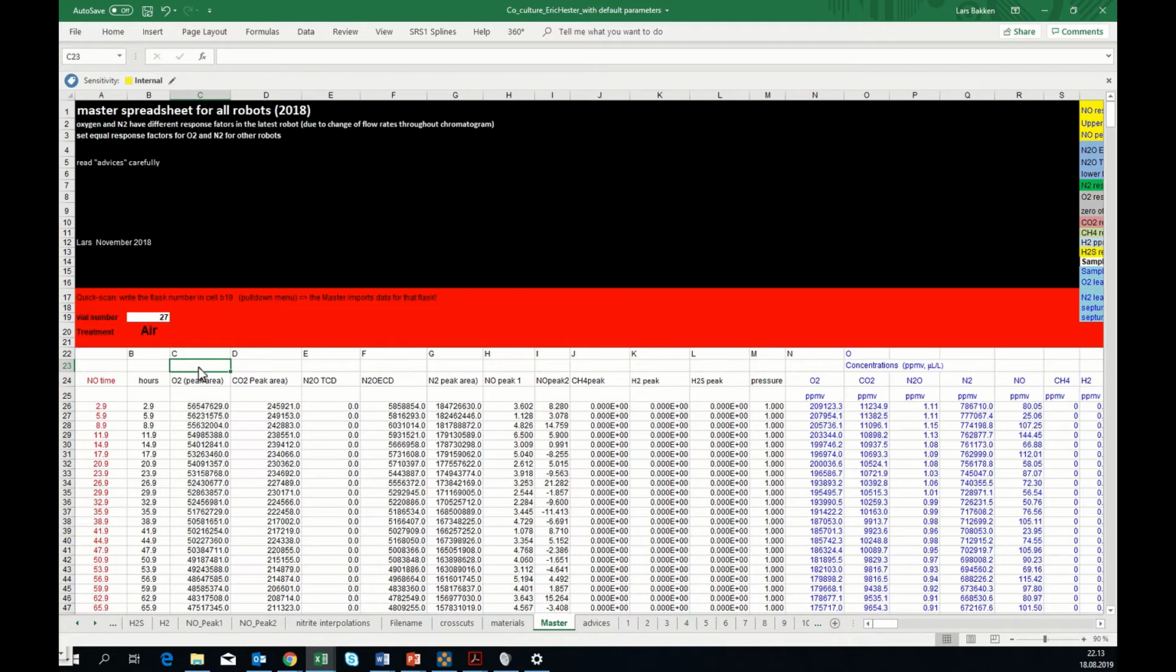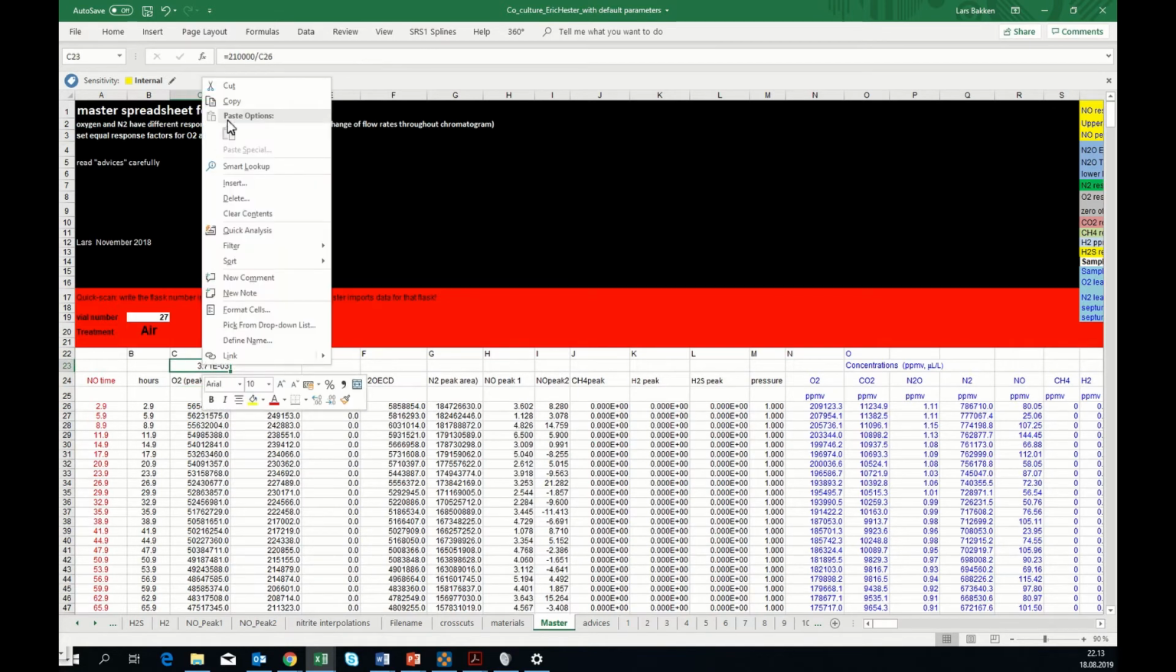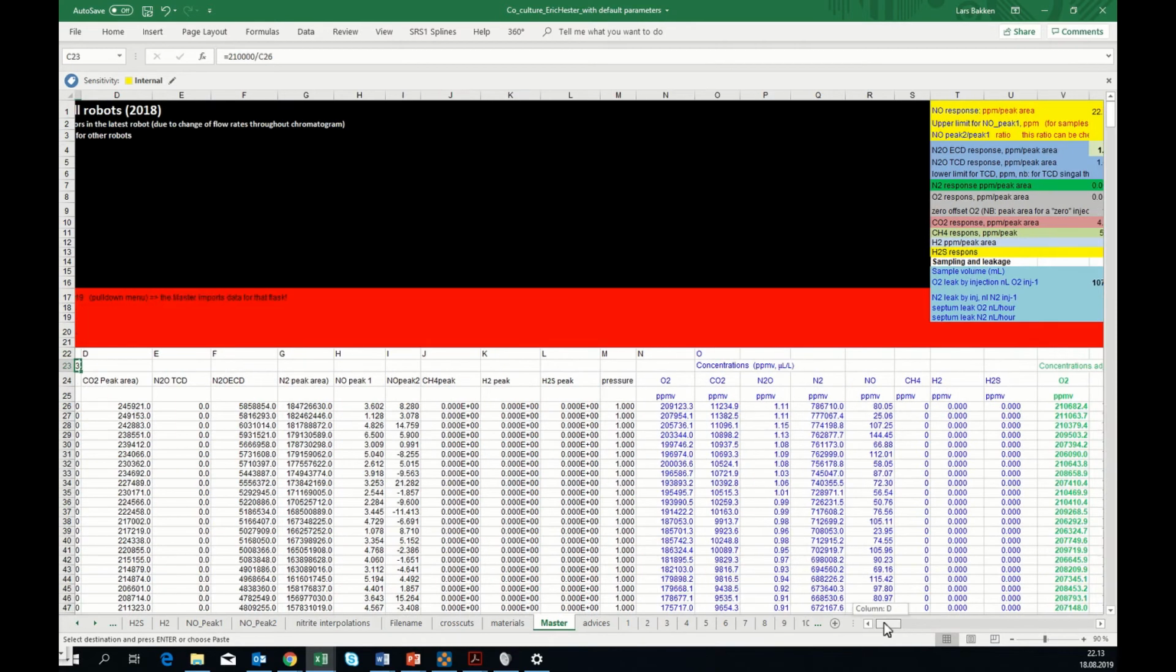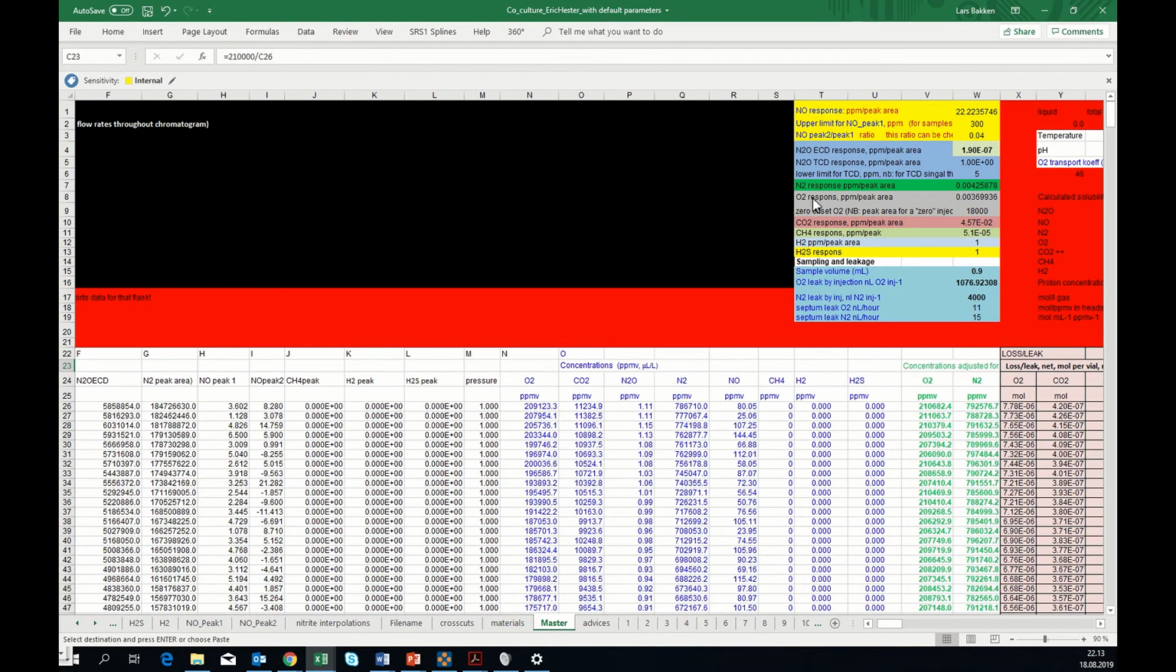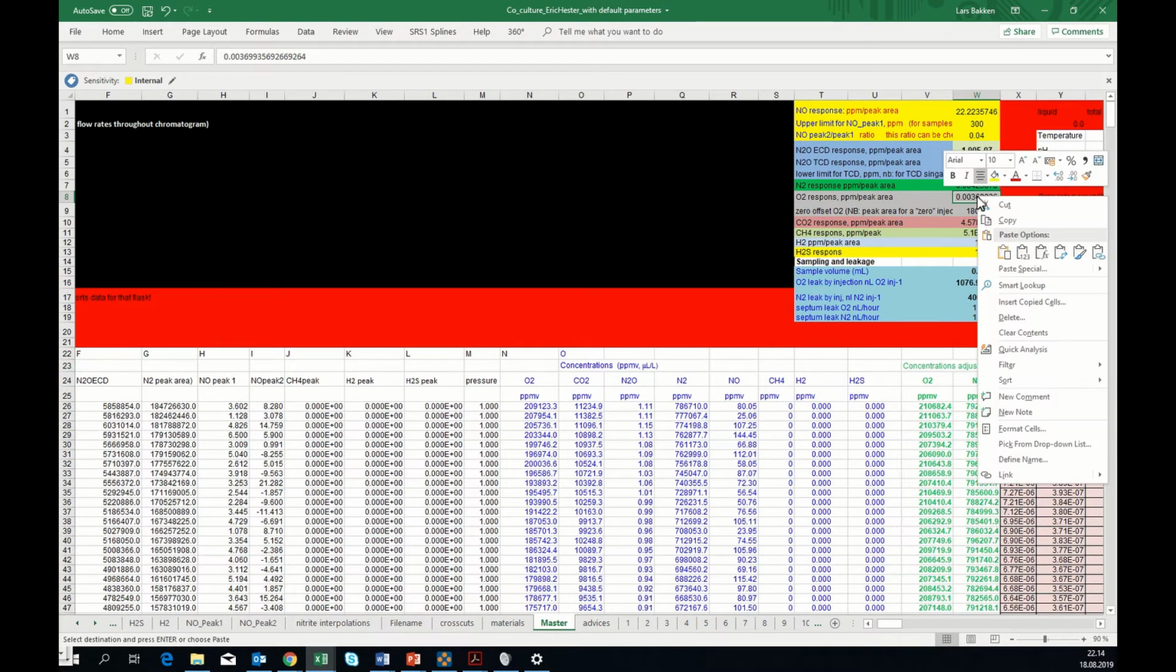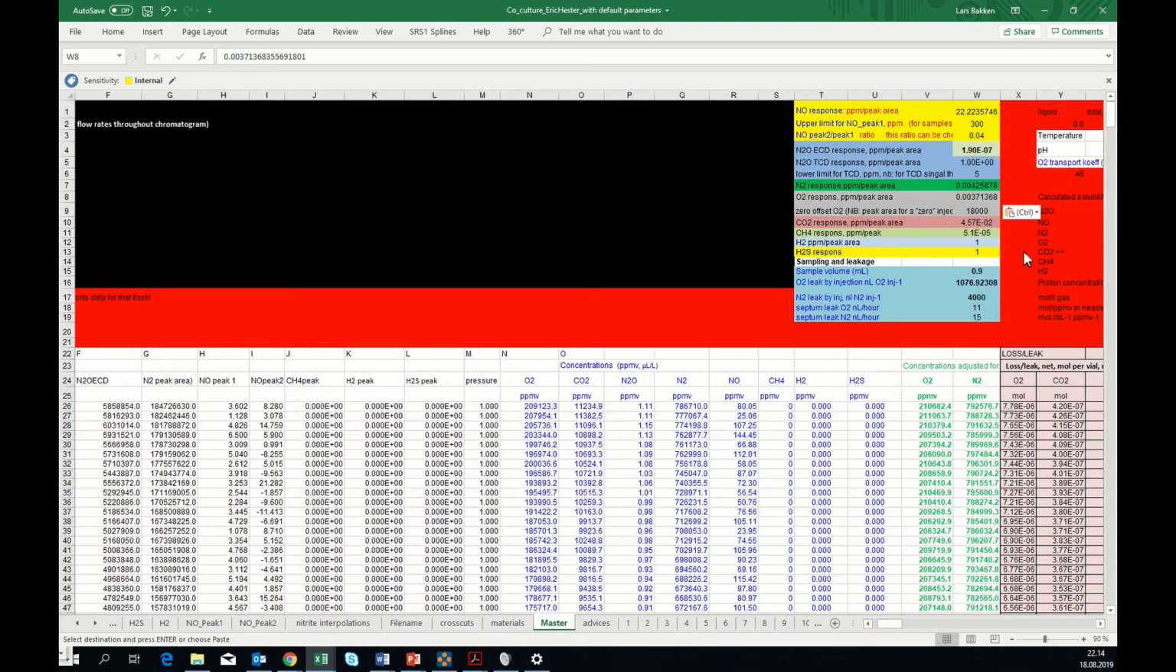where I can expect that this contains 210,000 ppm. So in an empty cell up here, I write equal 210,000, and I divide that by the peak area. Now that's 3.71 times 10 to the minus 3, and I copy this and put it into my response factor for oxygen, ppm per peak area, and mind you, you must paste this as value, not as a formula, otherwise it changes with the vials.